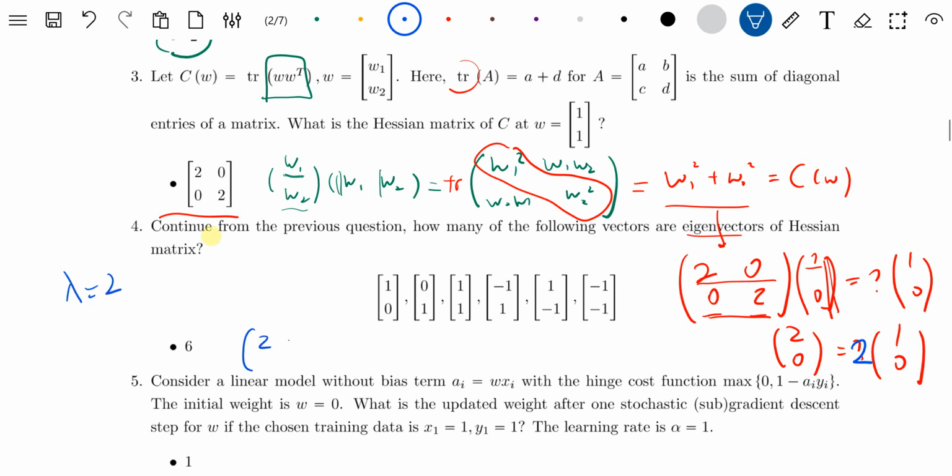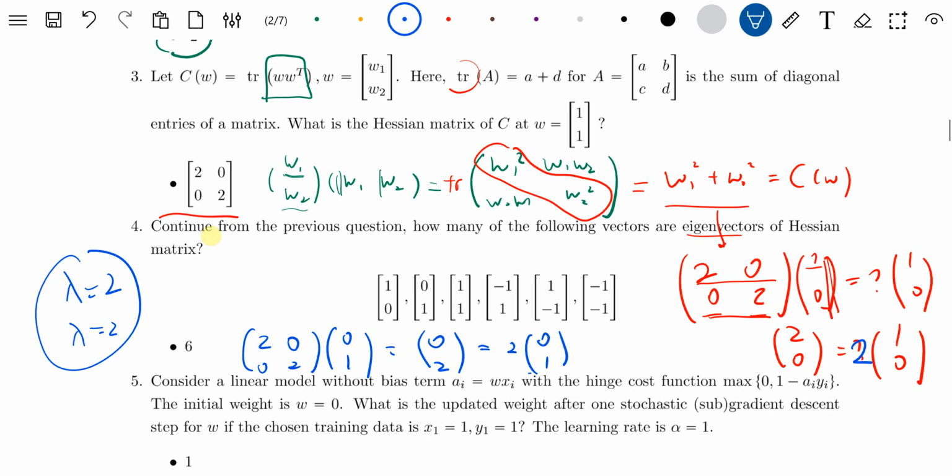You can do it for the other one. Let's try (0, 1). Then you get (0, 2). This is just 2 times (0, 1). The eigenvalue again is 2.